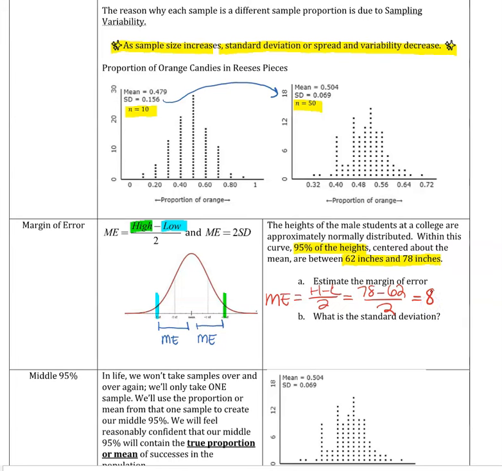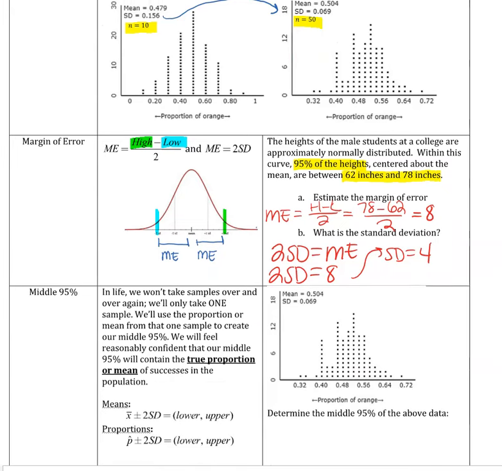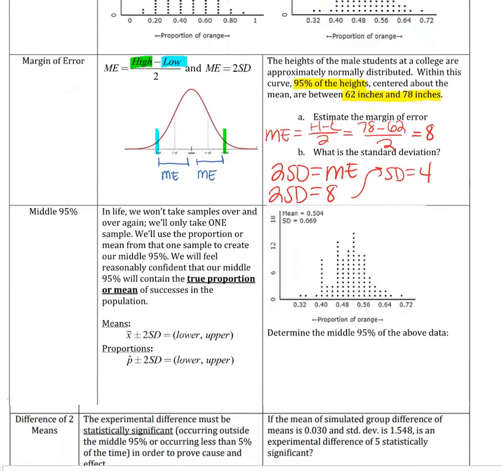So what would the standard deviation be? Well, I know 2 times the standard deviation equals the margin of error, and I just found the margin of error is 8, so that means the standard deviation must be 4. Now, what if I want you to find the middle 95%? It is always going to equal your observed mean plus or minus 2 times the standard deviation, or your observed mean of sample proportions plus or minus 2 times the standard deviation.